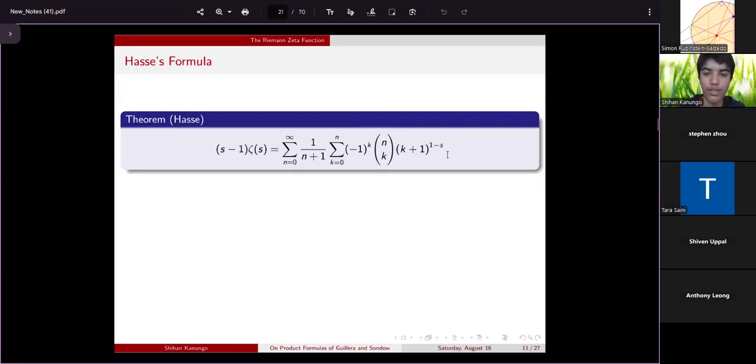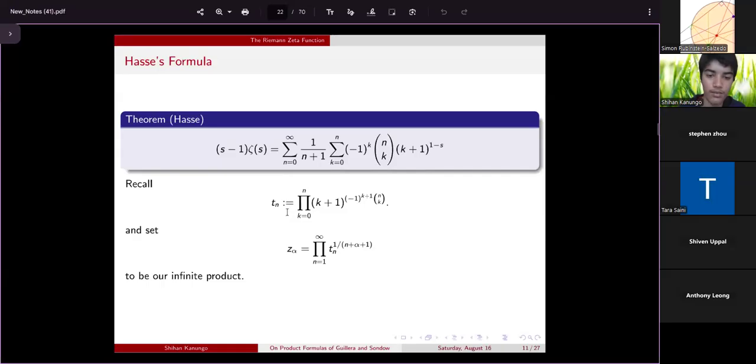Now, why would this be related to our infinite products? Recall that we defined Tn to be the term of the product, as shown. And then if we define z alpha, where alpha is some parameter, to be the product of the (n plus alpha plus 1)-th roots of Tn, that is basically the infinite product we're looking at. If alpha equals -1, then it's the Guillera product, which is equal to e. And if alpha equals 0, then it's e to the gamma.